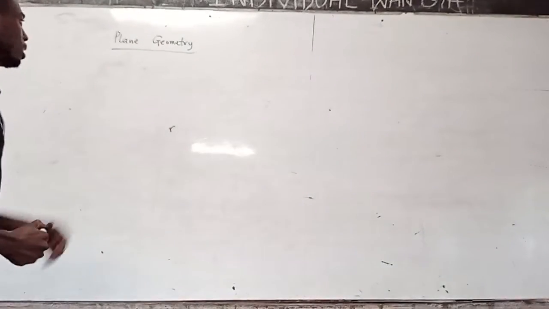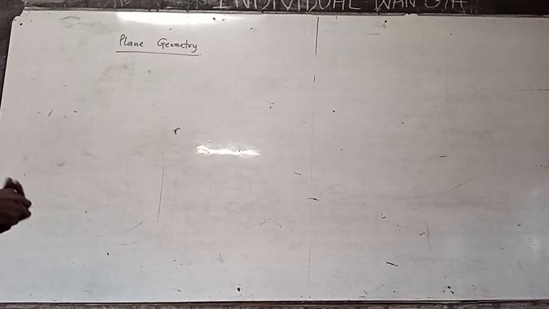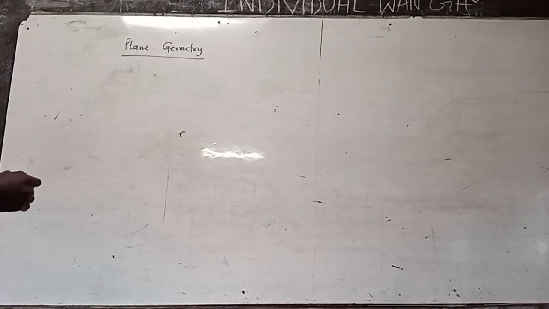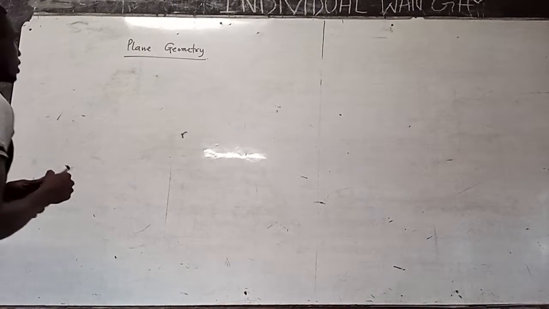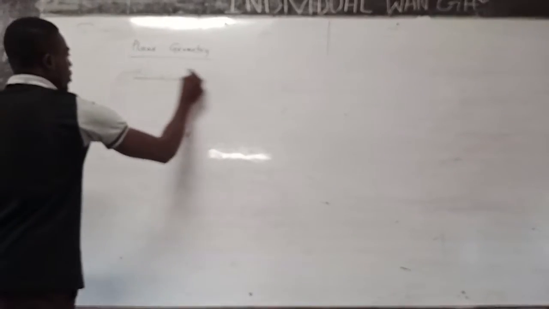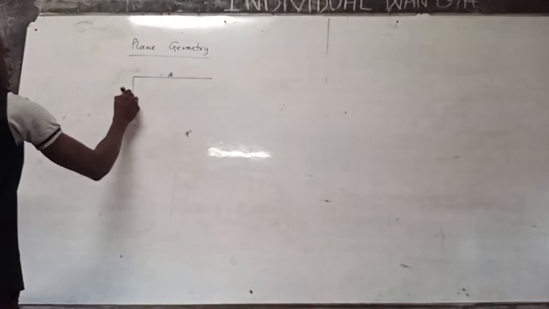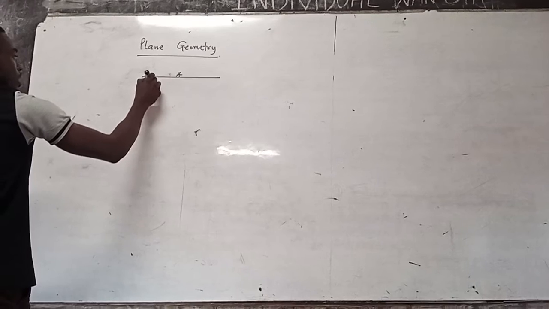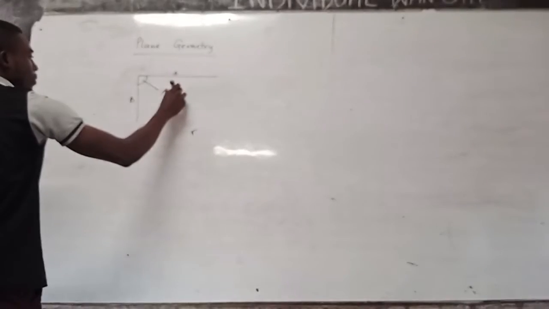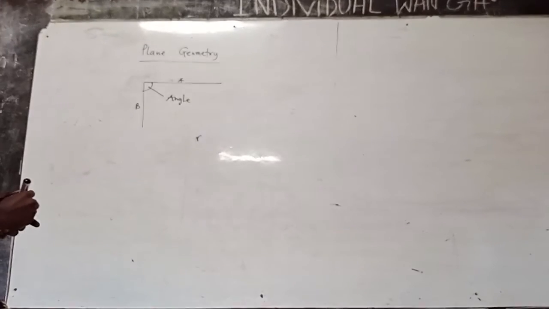We are going to talk about plane geometry. In plane geometry, one fact we talk about is angles. Let's start with the meaning of angle. Simple. An angle is formed when two lines meet. Line A, line B. So here is an angle. Here is an angle. That is what we mean.